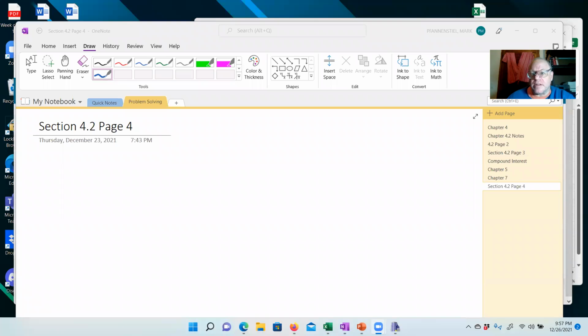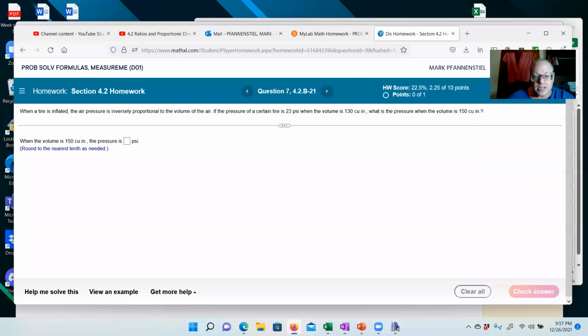All right, welcome back to problem solving, the ratios and fractions, percents. So here's what we're going to do. We're going to look at what happens when it's inversely proportional. Okay, so let me go ahead and share this, and pull this down. All right, and let's have a look at our problem section here.